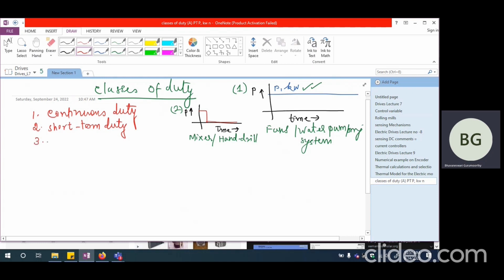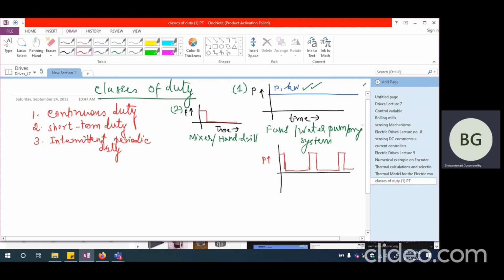Then the third one may be intermittent periodic duty. So intermittent periodic duty is where I'm going to have my motor loaded for a large power output. And after that, it is going to be on no load. It is going to be idling for a long time. And again, I'm going to have a certain high loading. Then it is going to be idling for some time. And again, it will go for a high load like this.